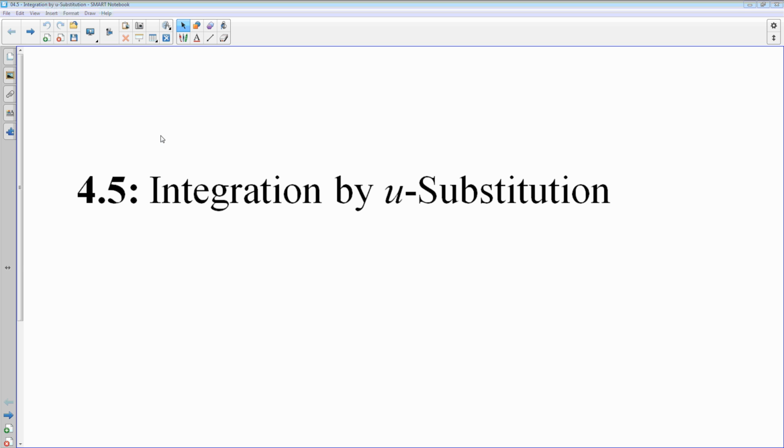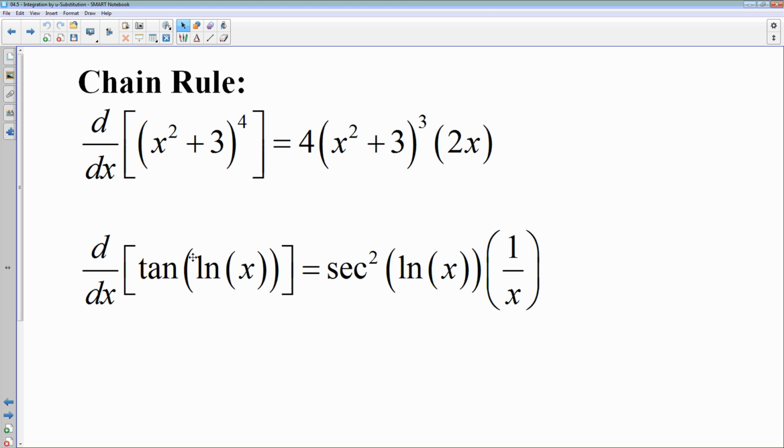All right, the first of our tricky integration methods is integration by u-substitution, which is really doing the chain rule backwards. So we're unchain ruling now. A quick review of the chain rule. Remember, if you do the derivative of something like this, you leave the inside alone, bring down the 4, leave the inside to the 3, then you multiply by the derivative of the inside, right? The inside's left alone the first time, and then voila, there's the derivative.